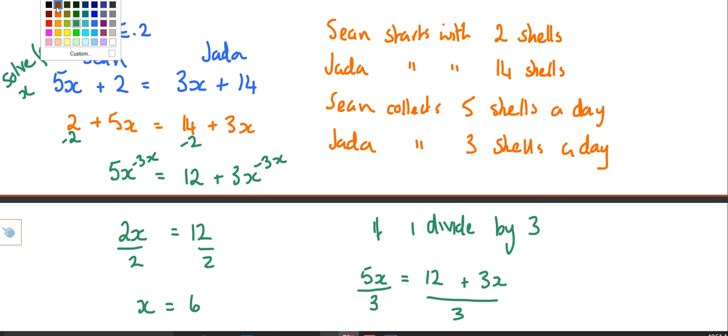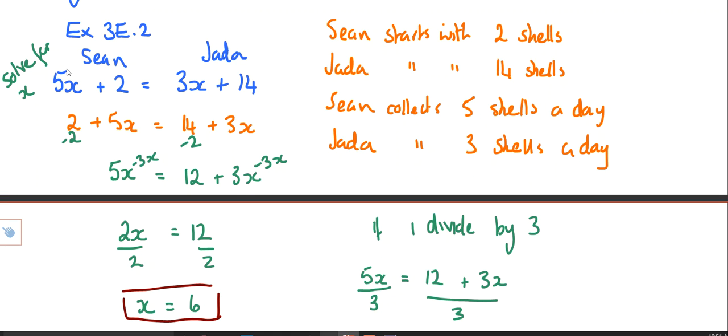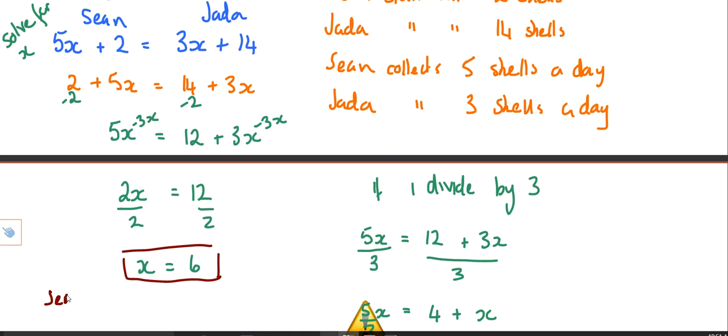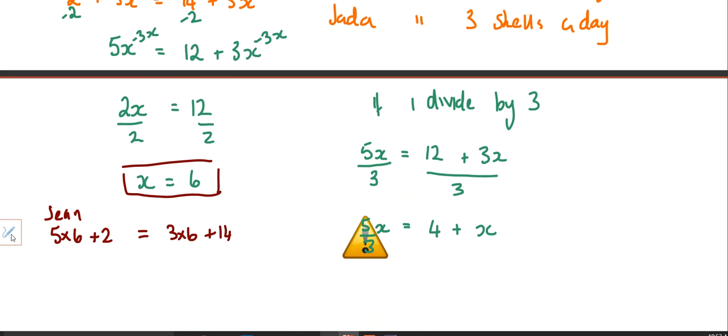You get the solution, and what do I do with it? So x equals 6, so Sean would get 32. So Sean and Jada would get 32. Exactly, 5 times 6 plus 2 should equal 3 times 6 plus 14. This is how you can check if you're right. If it doesn't equal, you've done something wrong. So this is 32, and this is 18 plus 14, which is 32. So we know we're right. That's the great thing about maths. Check your answer, know you're right.